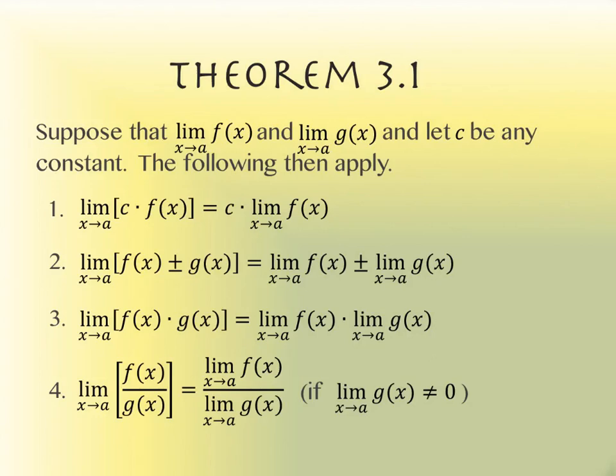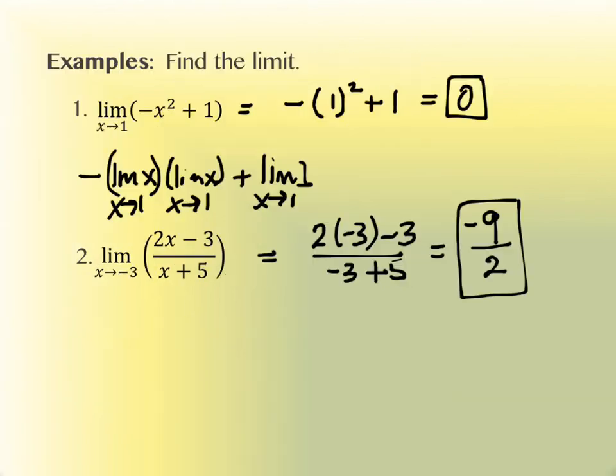That if you have a limit of a constant times a function, you can pull the constant out in front. If you have the sum or the difference, you can take the limits separately and add those together. Same thing with multiplication and also with division. The one caveat to the division is that, of course, the denominator could not equal 0. Okay? And we used those facts to be able to work through these problems.